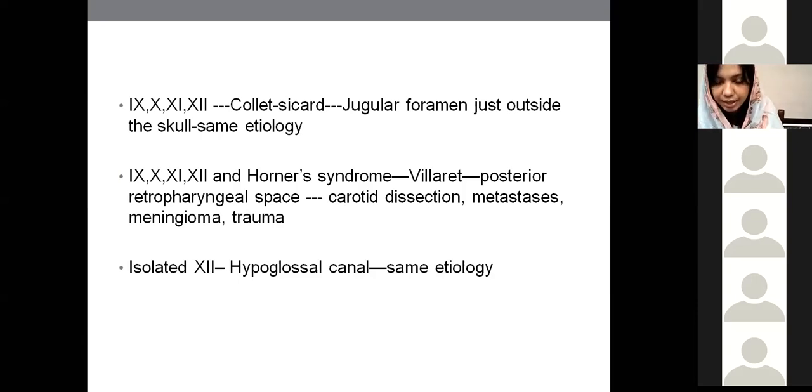Then the 9th, 10th, 11th, 12th and the Horner syndrome combination would be called Villaret syndrome. Posterior retropharyngeal space is the location for it. The etiology could be carotid dissection, metastasis, meningioma or trauma. Isolated 12th nerve can be involved in the hypoglossal canal and the etiology would be the same.